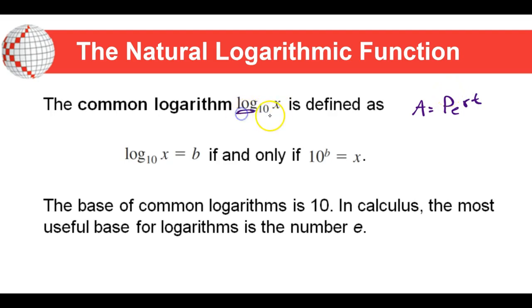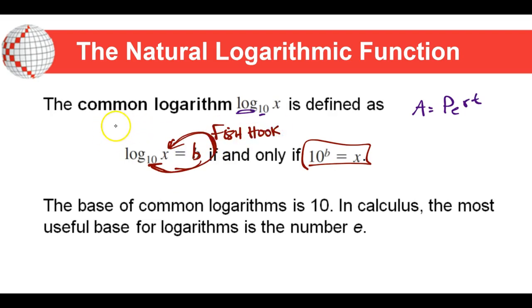So again, logarithms, log, have base 10. And the definition I call a fishhook. If you see a log, you can change it to an exponent by doing this fishhook. So start right here, 10 to the b is equal to x. So I'll refer to that as the fishhook, and that's really the definition of logs. So I'll give you some examples of that.